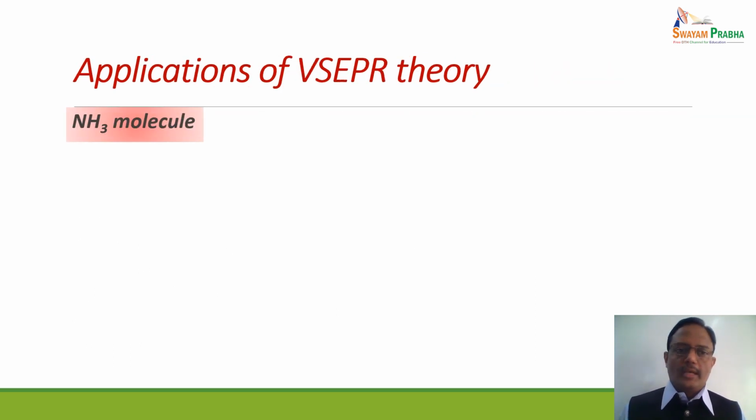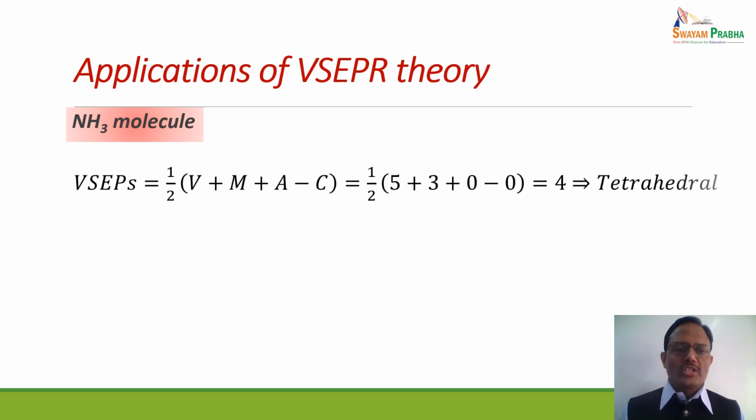Consider the application of VSEPR theory to the NH3 molecule. In the case of NH3, the number of valence shell electron pairs can be calculated as half of V plus M plus A minus C. V is the valence shell electrons in the nitrogen atom, which is equal to 5, plus the number of monovalent substituents. All three hydrogen atoms are monovalent. So 5 plus 3, and there is no charge on it, so A and C will become 0. So this will be half of 8, which is equal to 4. And since the valence shell electron pairs are 4, the geometry has to be tetrahedral according to rule number 1 of valence shell electron pair repulsion theory.